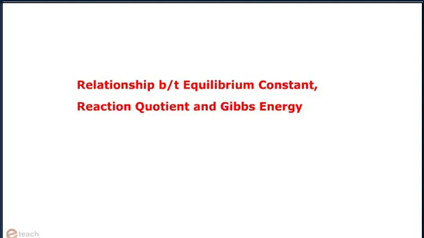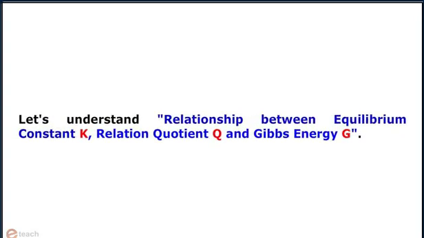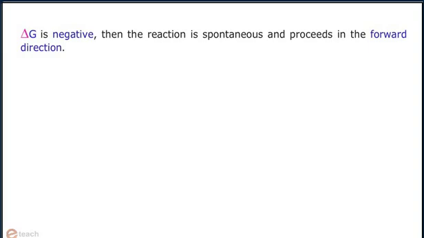Between equilibrium constant, reaction quotient, and Gibbs energy. Let us now understand the relationship between equilibrium constant K, reaction quotient Q, and Gibbs energy G. If delta G is negative, then the reaction is spontaneous and proceeds in the forward direction.